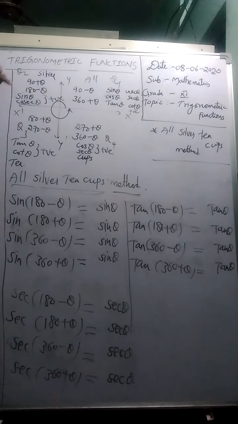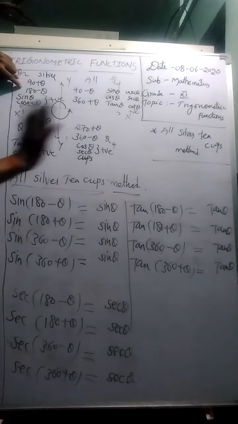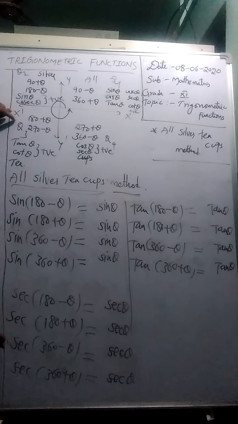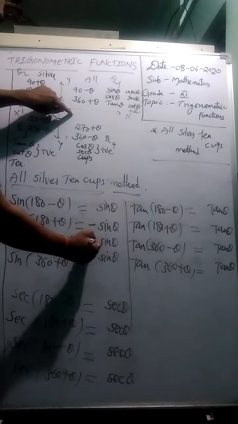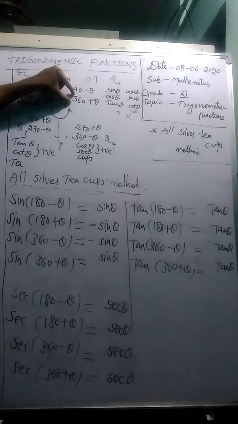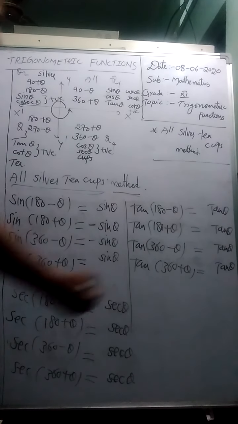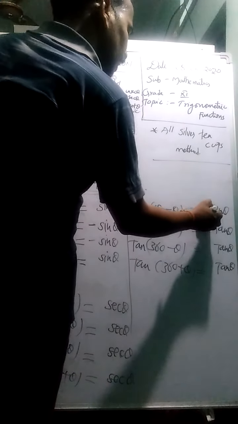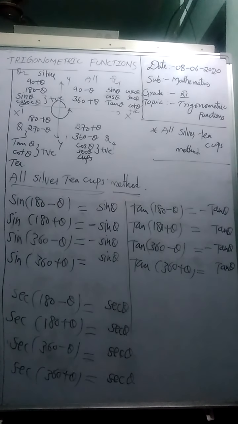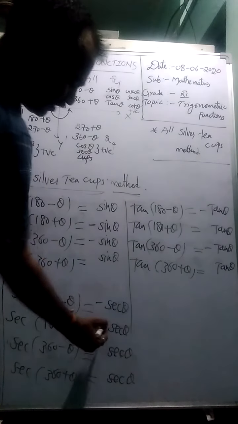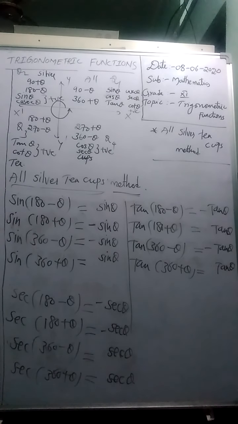But the sign will be affected. 180 minus theta is the second quadrant, where sin is positive, no issue. 180 plus theta is the third quadrant, where sin is negative, and in the fourth quadrant sin is negative. But 360 plus theta means first quadrant, where all are positive, so no issue. Here these two are positive and these two are negative, because this is the second quadrant and this is the fourth quadrant. In the second and fourth quadrants, tan and cot are negative. And again here secant is negative in the second quadrant, and secant is negative in the third quadrant. Secant and cos are positive in the first quadrant as well as the fourth quadrant.